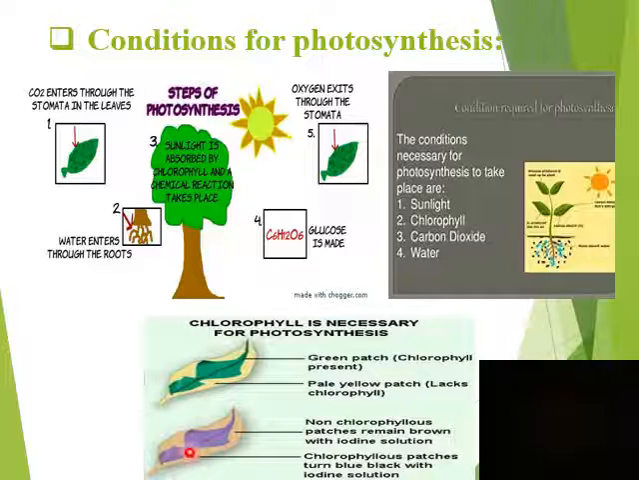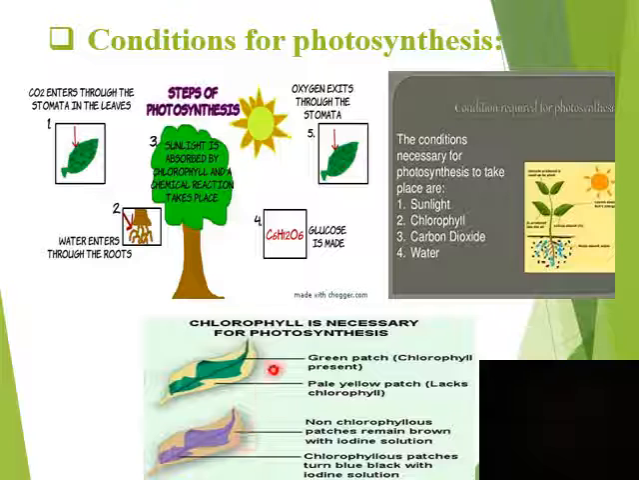Here it is showing you when the iodine test was applied. In the green leaf, a dark blue color appears. Look. While in the ungreen part, the pale yellow patch, it doesn't give a blue color. It remains brown orange, indicating the absence of starch.